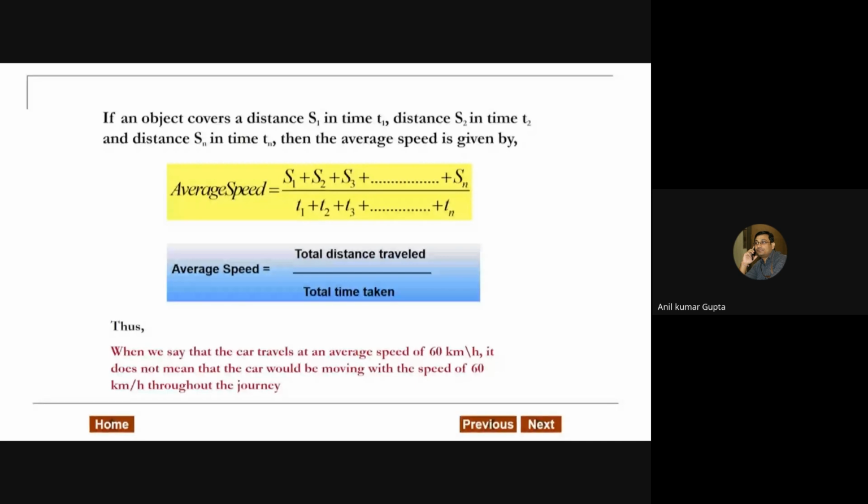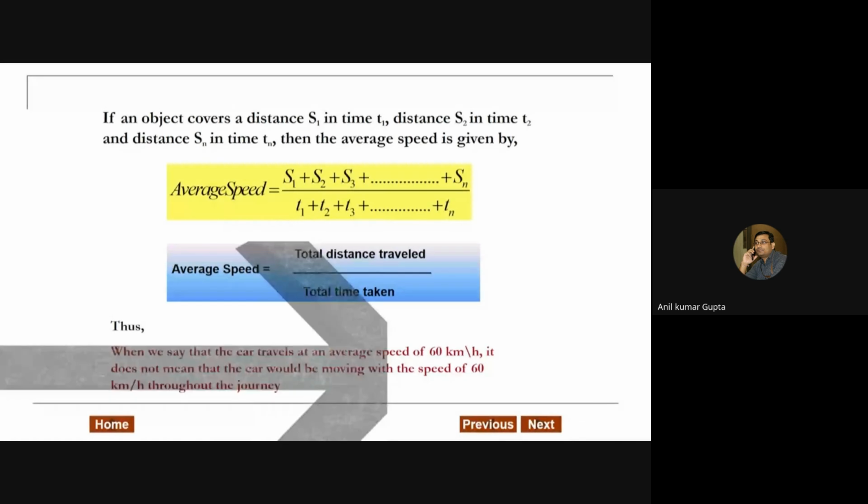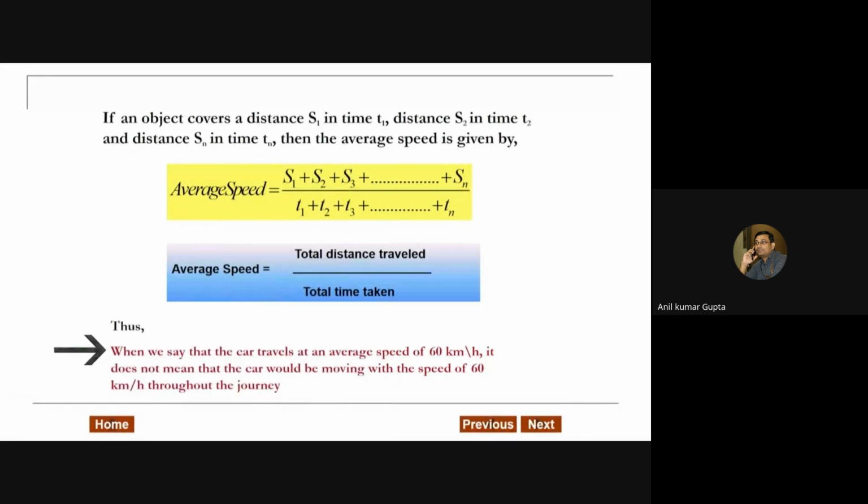So again, the main idea is given in a rectangle, and it is given in bold letters, different font color, font type. So thus, when we say that the car travels at an average speed of 60 km per hour, it doesn't mean that the car would be moving with the speed of 60 km per hour throughout the journey.